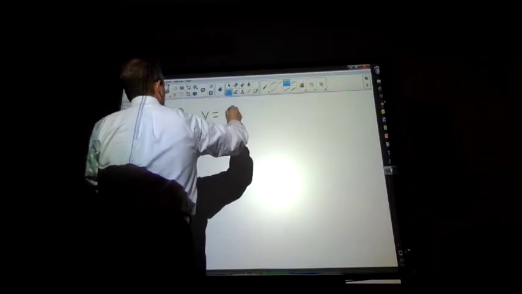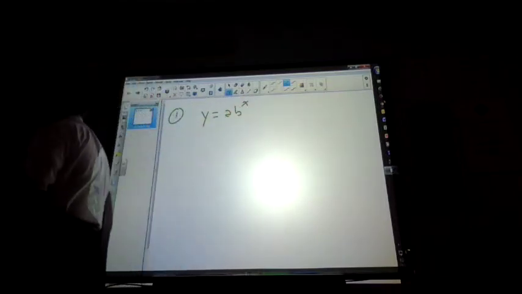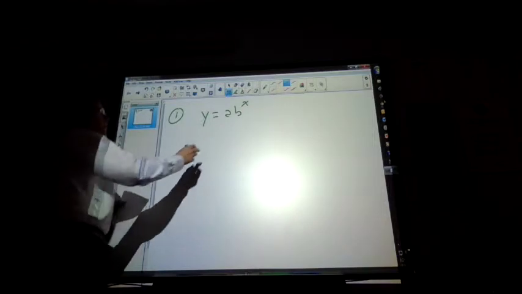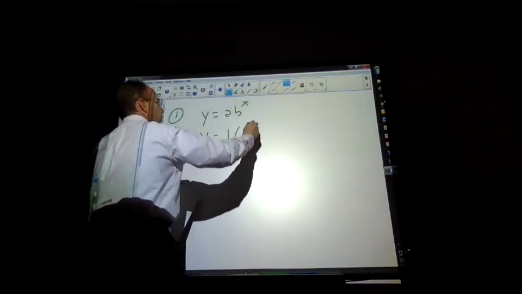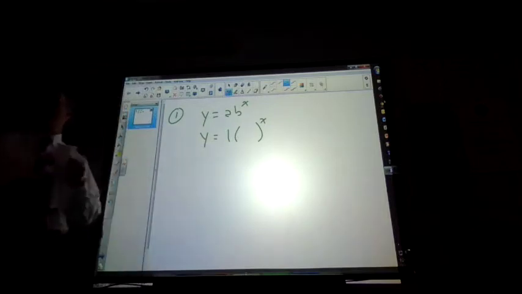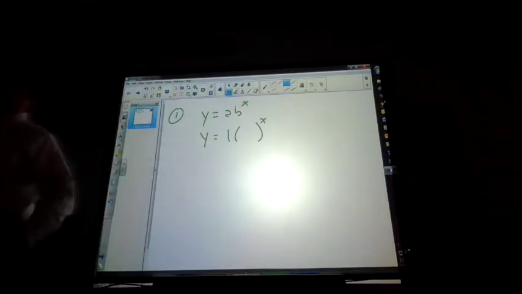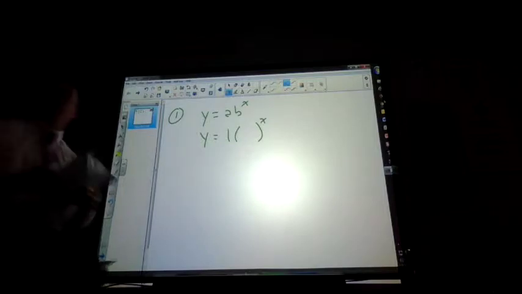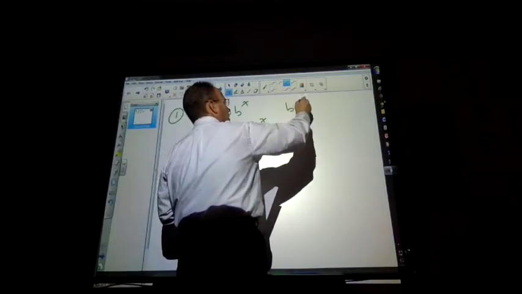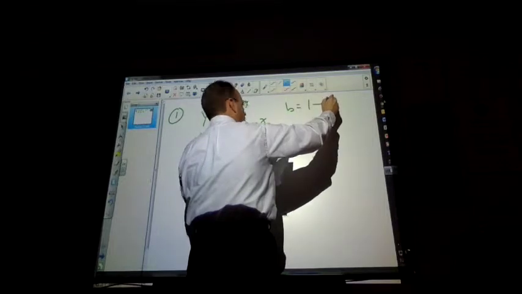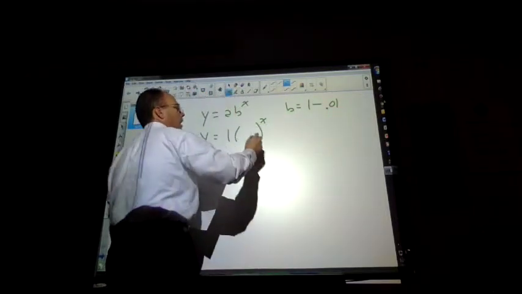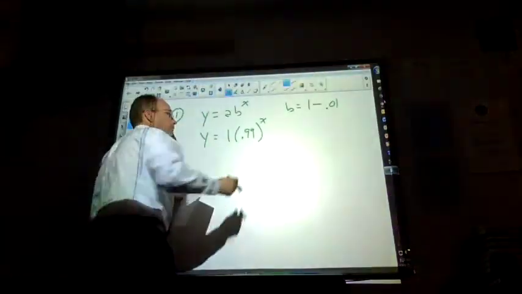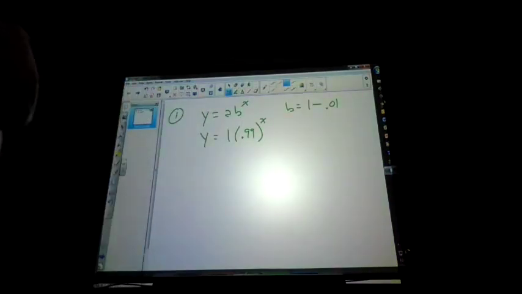So remember, that's the equation we're going to use. So we have 1 gram that we're talking about. It says that it is losing 1% of its mass every hour. So B is going to be 1 minus 1%, which is this. So each hour that goes on is going to be worth 99% of what it was the previous hour. So that's the equation you're going to use right there.